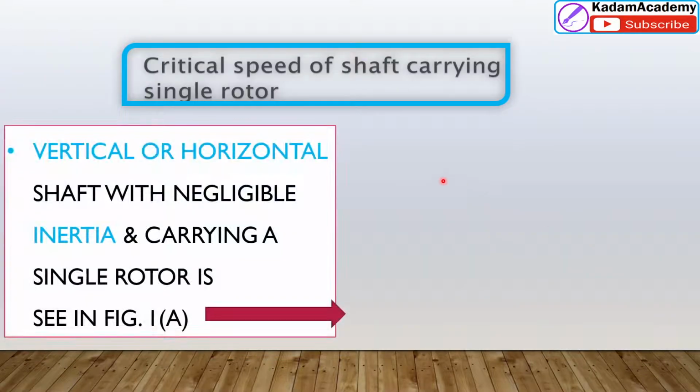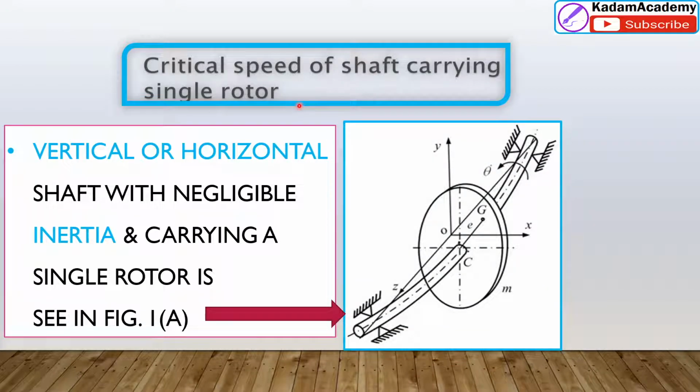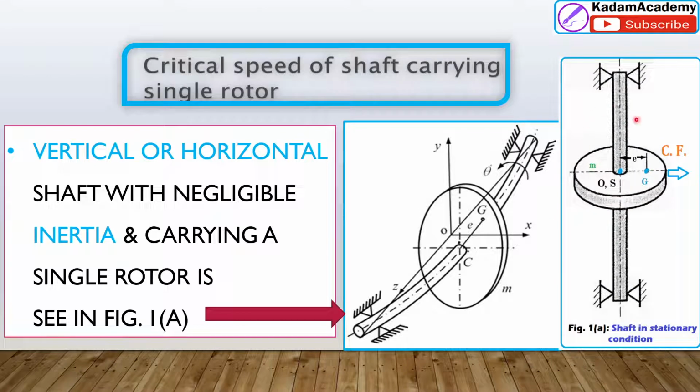The next is the critical speed of the shaft carrying a single rotor. We are considering only the case of a single rotor without damping. Here, the shaft may be horizontal or vertical. So how it will behave, that we have to see in this case. We are going to study the vertical shaft with the rotor. We already studied all the terminologies required for the critical speed.